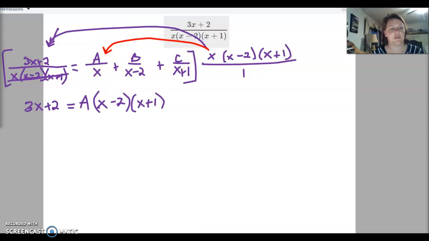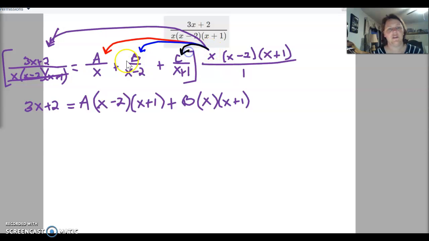Now we're going to multiply this whole thing by the next term. So when I multiply to b, now my x minus 2's are going to cancel. So I'm going to have b and plus, so this is a new term. So plus b times x plus 1. Okay.